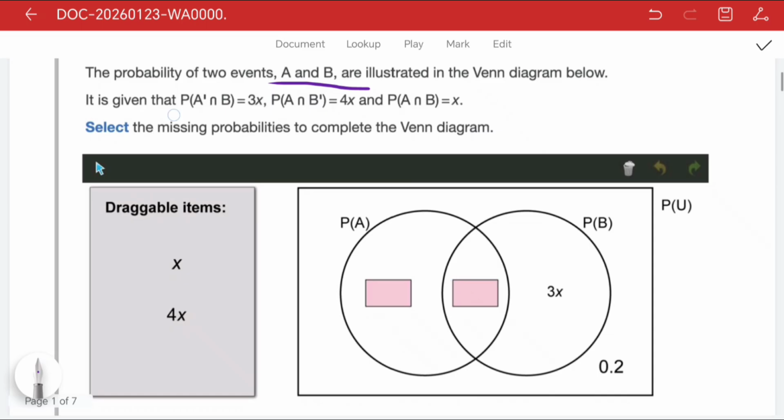So they give you the probability of A not intersection B. It means A is not included, only B, which is given. Then A B naught, it means B naught, so it means this one, which is equal to 4x. So they ask you to drag. In the exam, you will drag it here, so it will be 4x. Then A intersection B, intersection means the sharing portion, this one. So the answer is x.